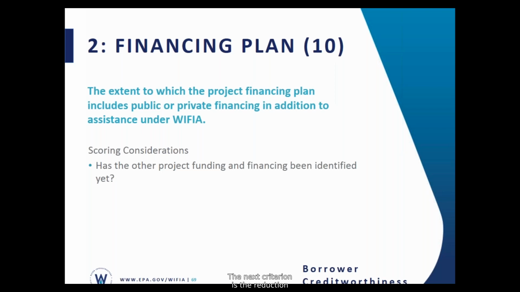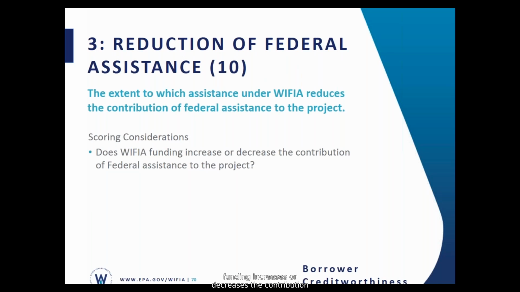The next criterion is the reduction of federal assistance. Basically, we want you to indicate whether the WIFIA funding increases or decreases the contribution of federal assistance to the project. We realize that in almost all projects, they will not have federal funding before coming to WIFIA, and so the WIFIA loan is very likely to increase the amount of federal funding in the project.